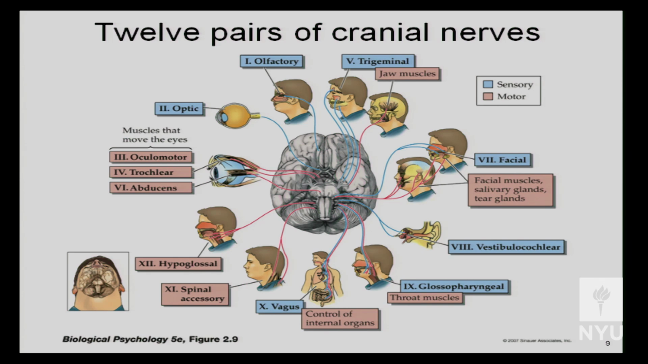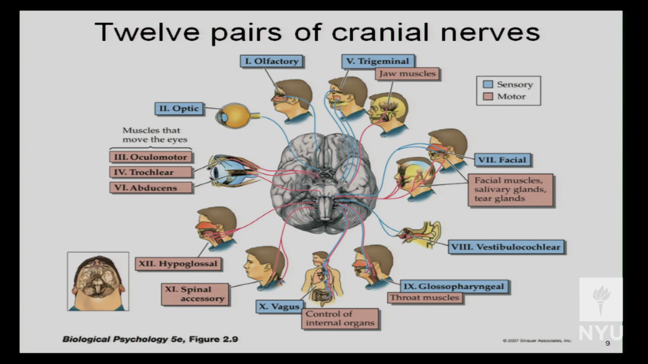Finally, the last two nerves, 11 and 12, are pure motor. Spinal accessory controls, here we're getting down into the head and neck, the sternocleidomastoid muscle, you don't have to know that. This is just a neck muscle, and it's pure motor control of this neck muscle that allows you to shrug your shoulders if you like.